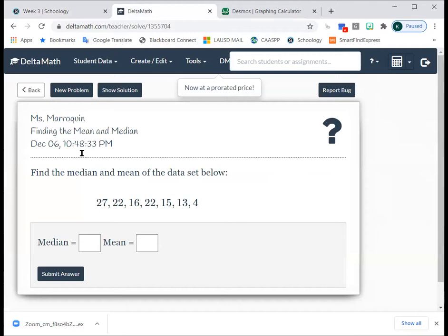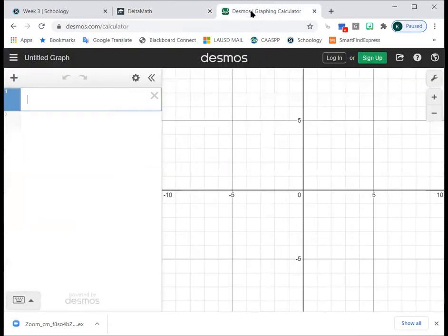Here's Delta Math. It says find the median and the mean of the data set below. So again, for the median, we would put these in order and then choose the middle, that's the number that's right in the middle. But since we're kind of low on time, I'm going to go ahead and use the Desmos calculator, which I taught you how to use, and I'll teach you again how to do it right now.